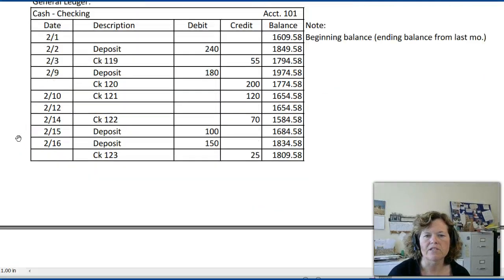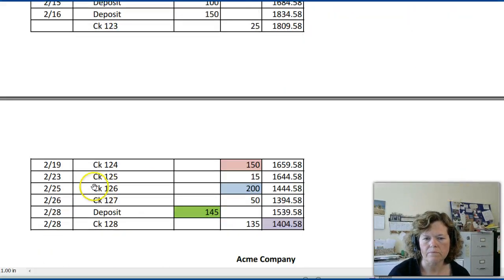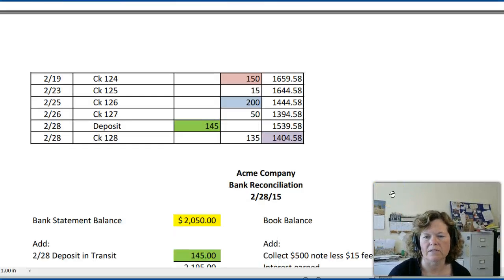All right, down here is the general ledger. So this would be just an excerpt from our general ledger for the month of February. Shows all the activity. And this is the balance column format. So after each transaction, we've got the balance. We've got the beginning balance, ending balance from last month, the 1609.58. And then we've got some transactions that happened throughout the month. And some additional transactions down here. You can see that we've got some color coding going on down here because these are some transactions that are going to show up on the bank reconciliation.